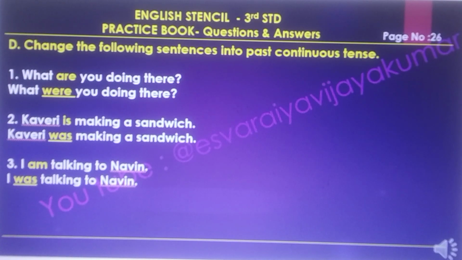What are you doing there? Here, change the following sentence in past continuous tense. What were you doing there? And Kaveri is making sandwich. The answer is Kaveri was making a sandwich. I am talking to Naveen. I was talking to Naveen.